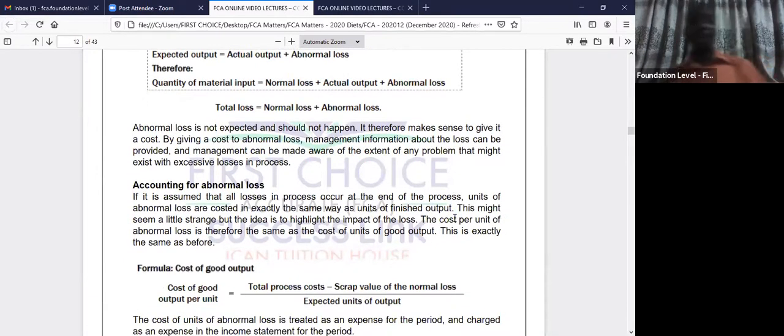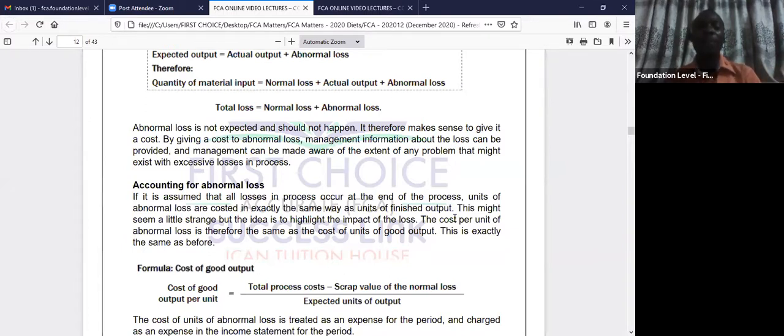How do we treat abnormal loss, first of all? Now, abnormal loss is something you are not expecting, so you didn't make any provision for it. Normally, expected output and normal loss should give us the total quantities we put in. And we said the normal loss could be recovered or it may not be recovered. That means if you go much more than your normal loss, you are not touching the normal output. It means the more abnormal losses you make, the lesser your finished output will be.